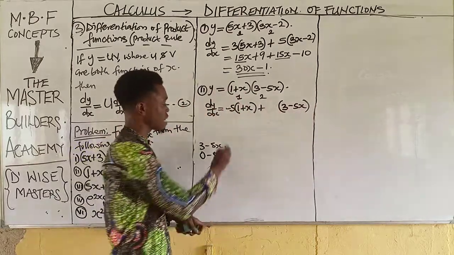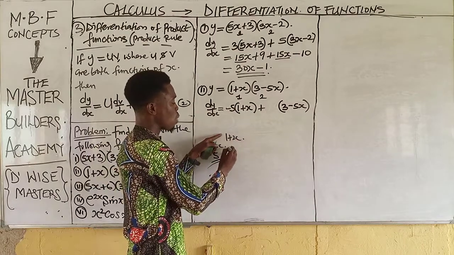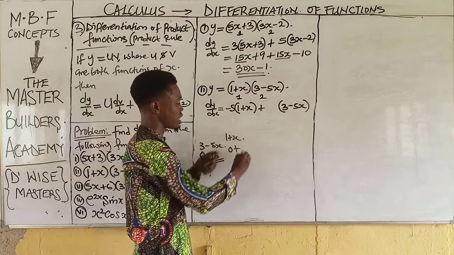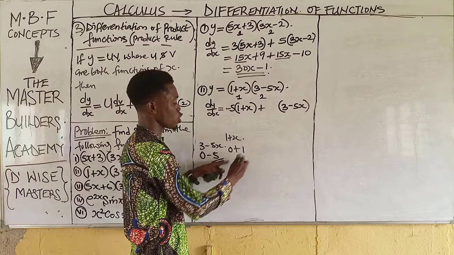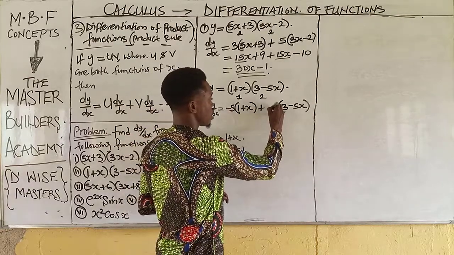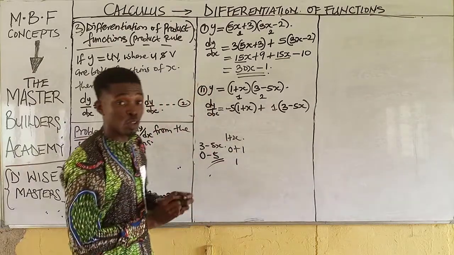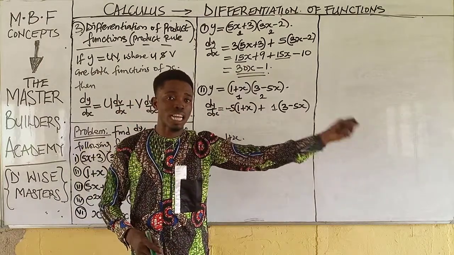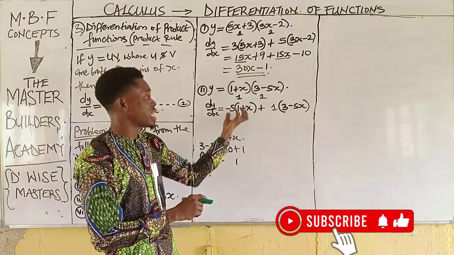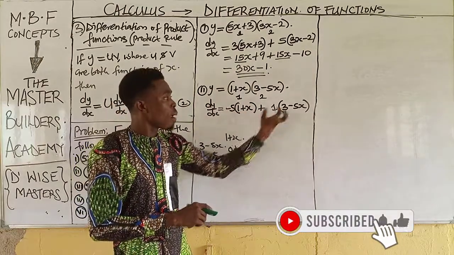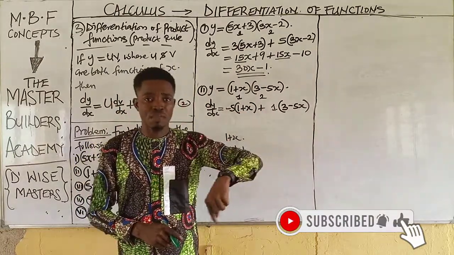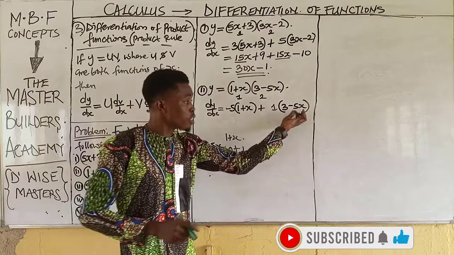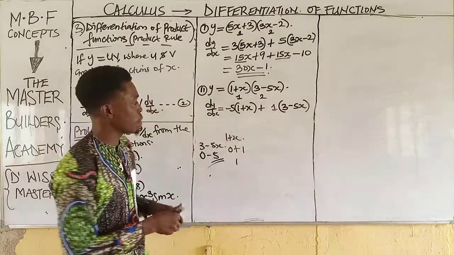Now differentiate the first function, which is 1 plus x. When we differentiate 1, we have 0, but when we differentiate x, we have 1. And 0 plus 1 is 1. Then we multiply this by 1. So what you do in shortcut: pull down the first function, differentiate the second function, and use the result to multiply the first function. Then plus, pull down the second function, differentiate the first function, and use the result to multiply the second function. It's as simple as this.